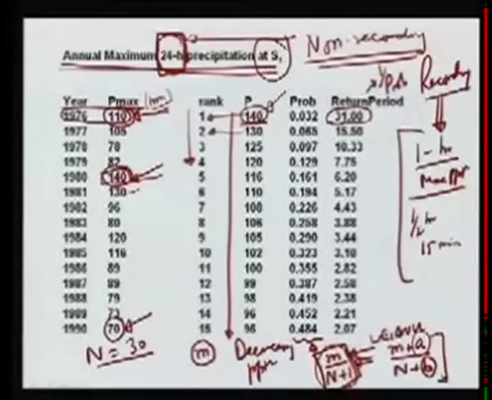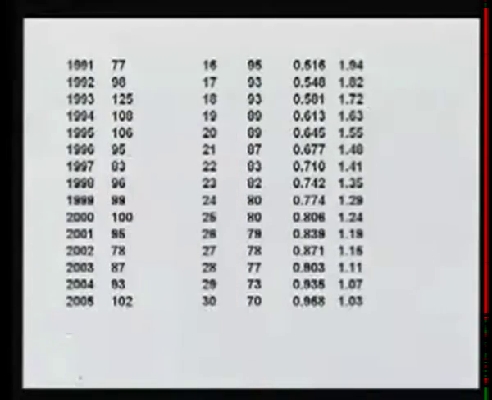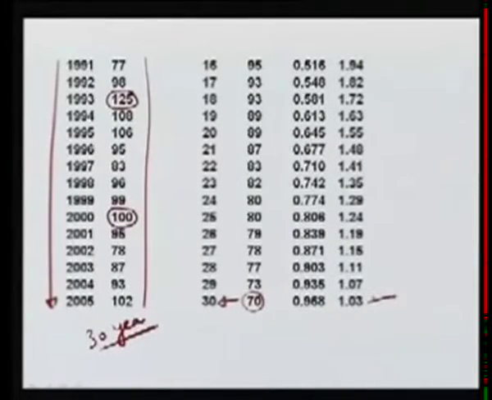As you can see from this, we have n plus 1, which is 31. So, m is 1 for the first rank. So, m over n plus 1 will be 1 over 31, which is 0.032, and return period will be 1 over probability, which will be 31. Similarly, for the second event 31 by 2, 31 by 3, 31 by 4 and so on, and for the last value 31 by 30, which is 1.03.